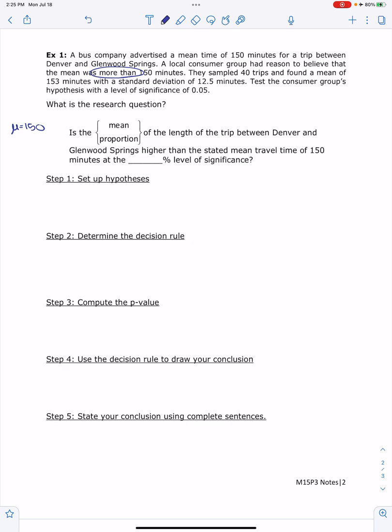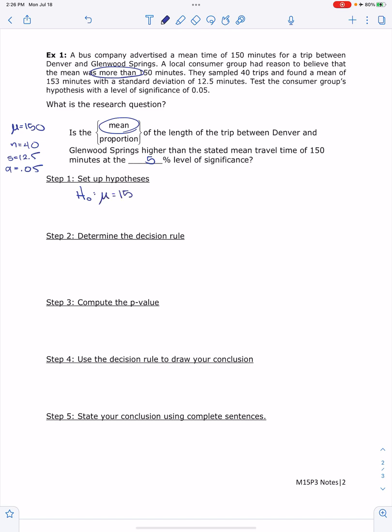We have a sample of 40 trips. I am just going to pull out what I can here. Sample standard deviation of 12.5, and I've got an alpha of 0.05. So is the mean length of the trip between Denver and Glenwood Springs higher than the stated mean travel time of 150 minutes at the alpha equals 5% level of significance? So our hypothesis, remember our null hypothesis is always status quo.